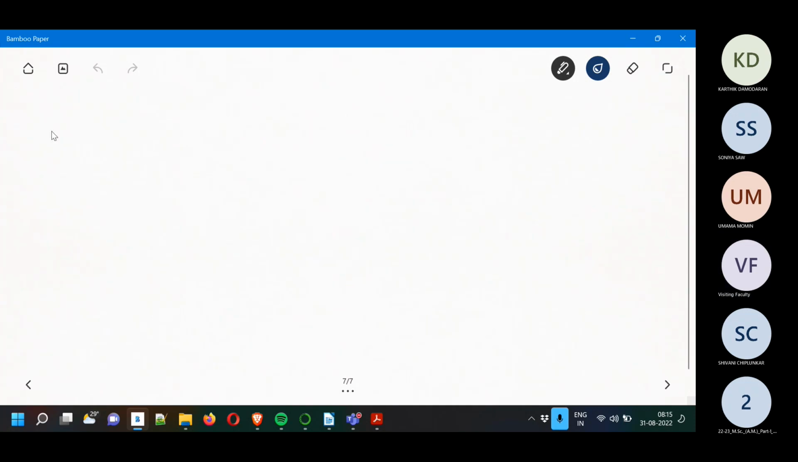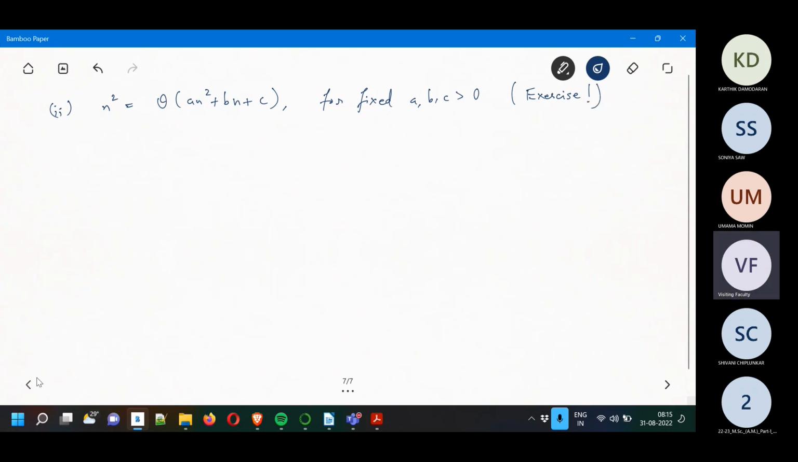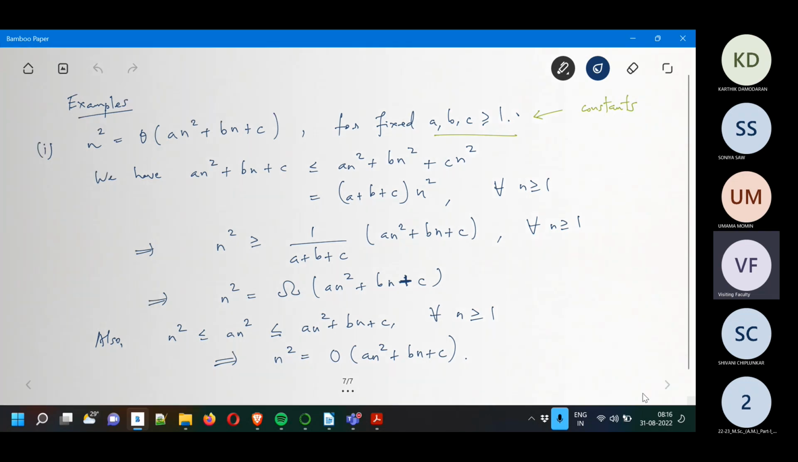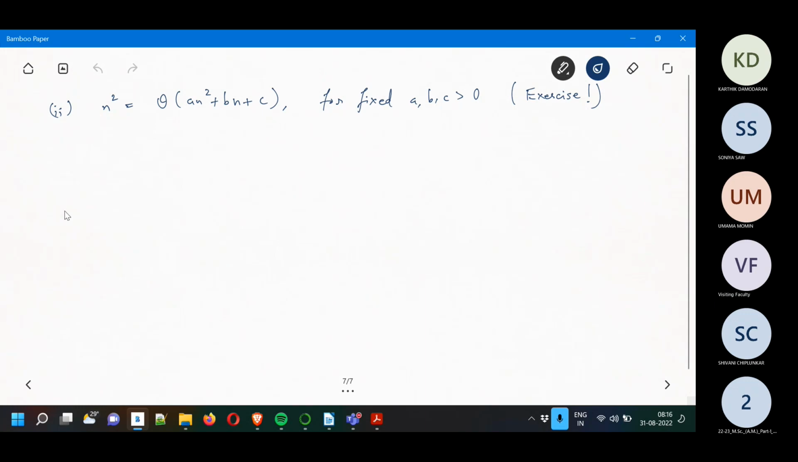So let's continue. Okay, so let me write down that as the second thing. n square is theta of an square plus bn plus c for fixed a, b, c greater than 0. Let me give this to you as an exercise. There is only, so one way is anyways clear. The big omega part does not really change. Only the big O part you have to be a little bit more careful. So think about it. Great.